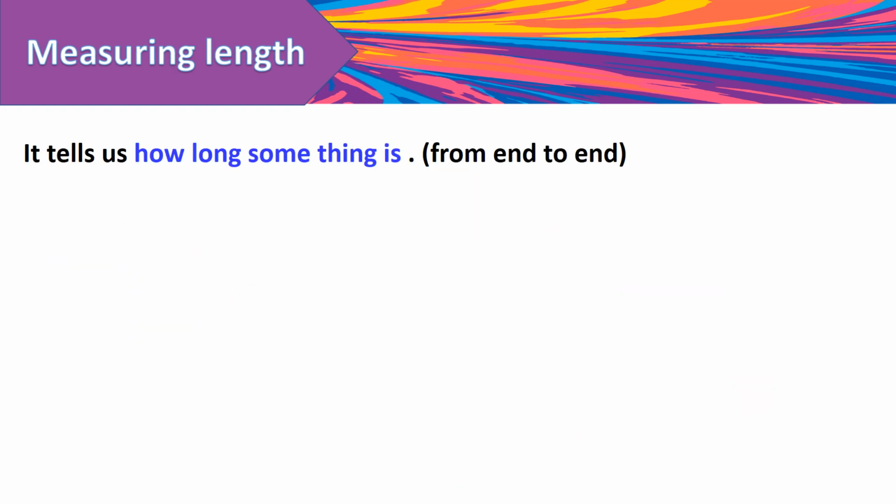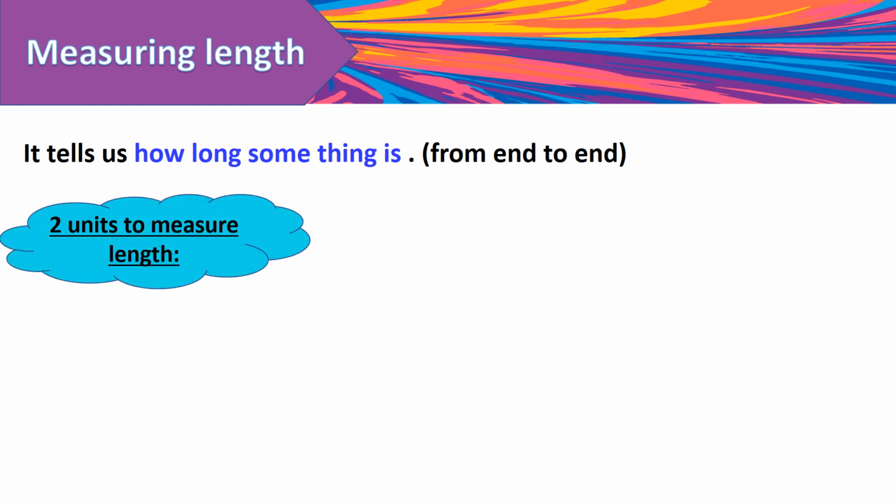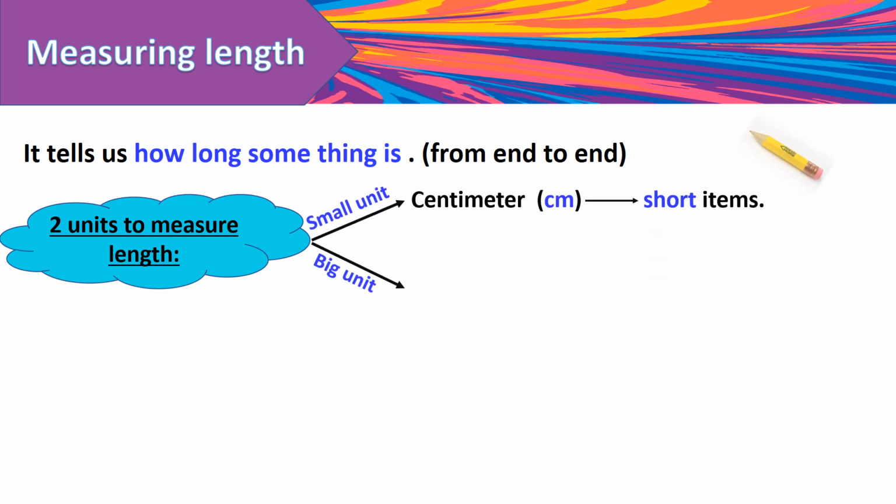Measuring length tells us how long something is, from one end to the other end. We can measure length with 2 units, a small unit and a big unit. The smaller unit is centimeter. We can write the abbreviation for it, cm. It's used for measuring short items, like our pencil, our key, our eraser.